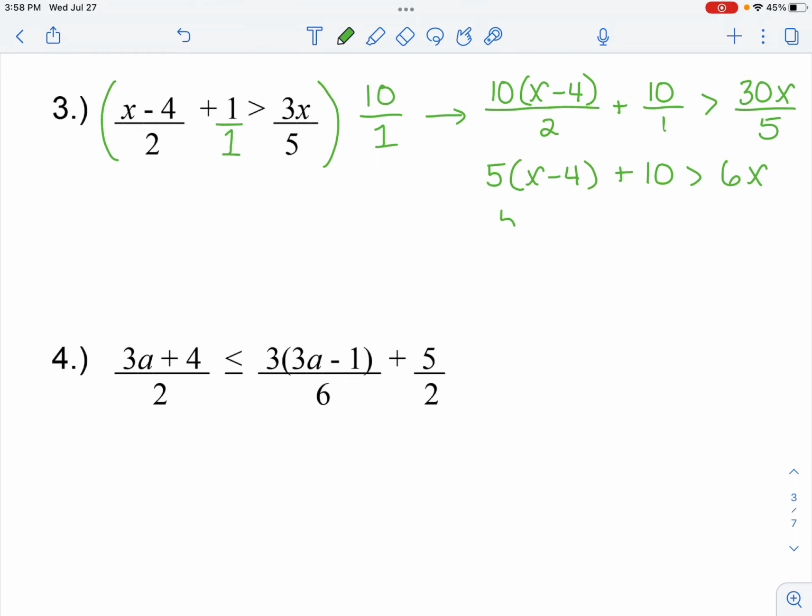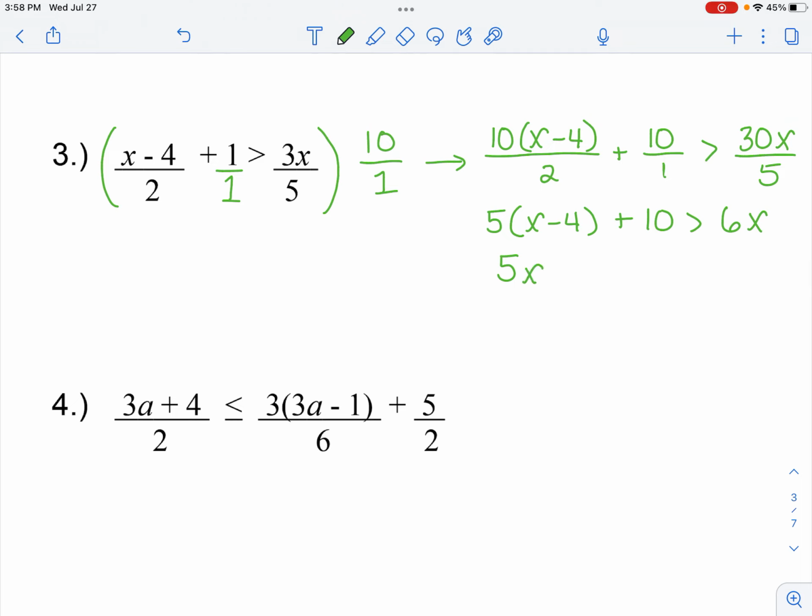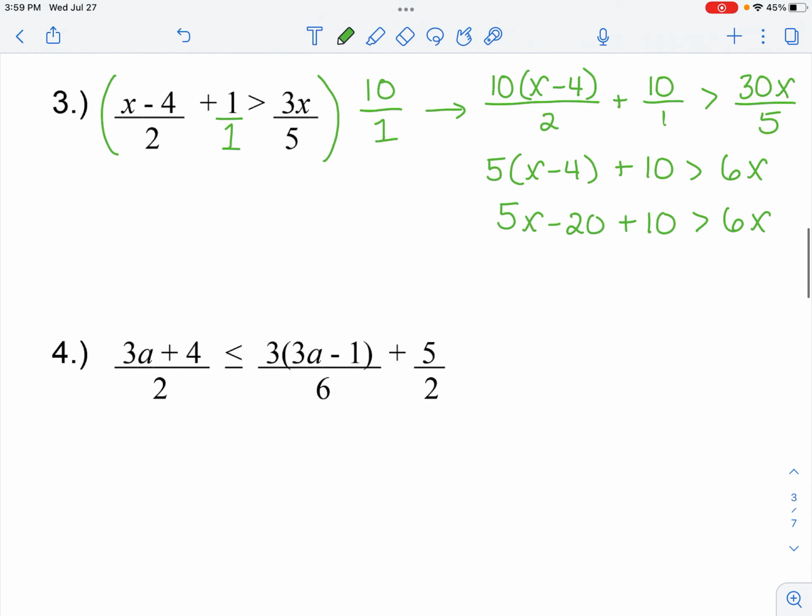I'm going to distribute the 5 to get 5x minus 20 plus 10 is greater than 6x. I'm going to subtract over the 5x and then combine like terms. Negative 20 plus 10 is negative 10. Subtract over 5x to get 1x. So I get x is less than negative 10. X is the smaller thing, negative 10.